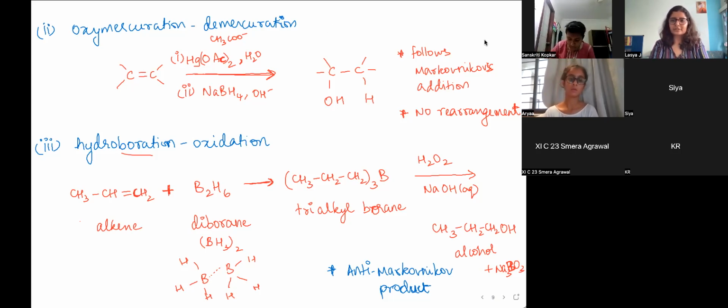Let's see the diborane structure. What is after Na? After alcohol, what is the next? This is the byproduct, so I'll write it. This is Na3BO3. So this is sodium borate.